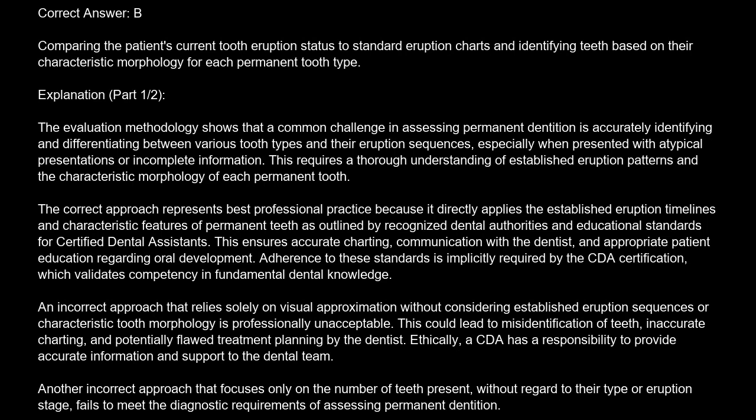The correct answer is B. Comparing the patient's current tooth eruption status to standard eruption charts and identifying teeth based on their characteristic morphology for each permanent tooth type. Explanation. The evaluation methodology shows that a common challenge in assessing permanent dentition is accurately identifying and differentiating between various tooth types and their eruption sequences, especially when presented with atypical presentations or incomplete information. This requires a thorough understanding of established eruption patterns and the characteristic morphology of each permanent tooth.